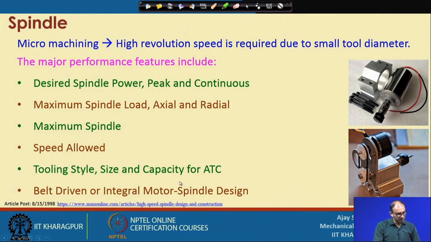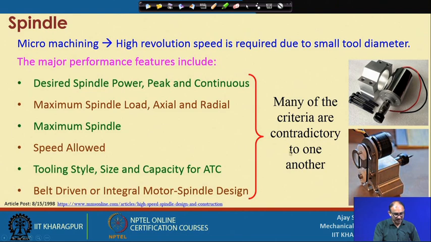So, mostly for the tens of thousands or 40,000, 50,000 RPM, people go with the integrated motor spindle. Many of these criteria are contradictory to each other, because if you want to give a very high load and all these things, then you have to sacrifice the size of the cutting tool, because both things cannot be matched.